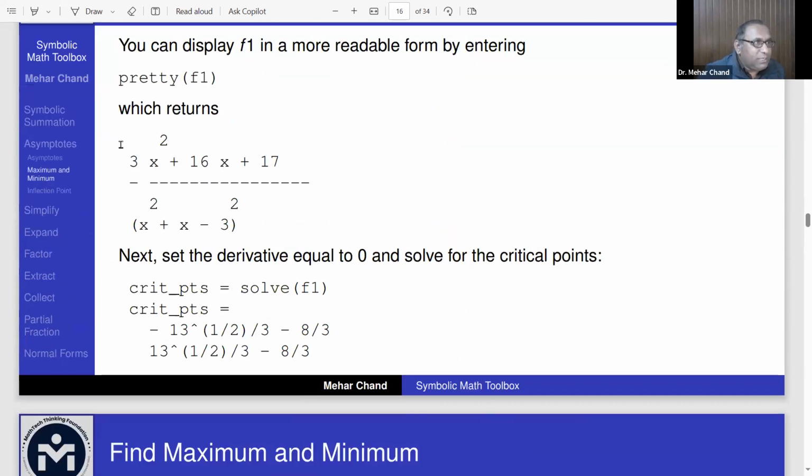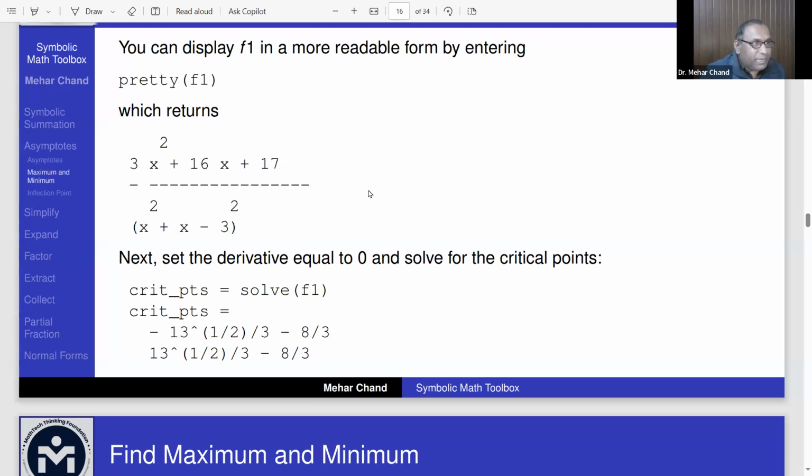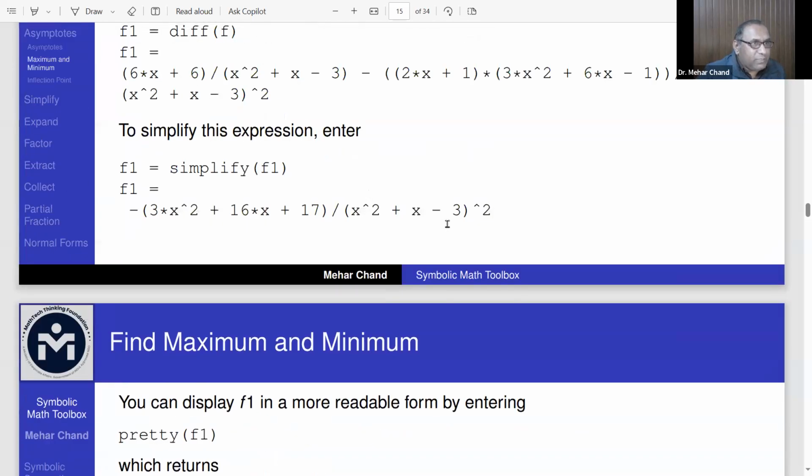So this is the numerator and this is the denominator, which is (x square plus x minus 3) whole square. In the numerator we have 3x square plus 16x plus 17. Sometimes this type of expression, which is the same thing, is minus (3x square plus 16x plus 17) upon the denominator. If you use the pretty function, the expression is converted into this form.